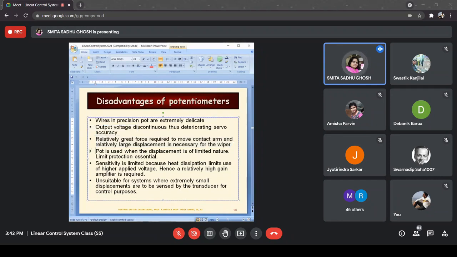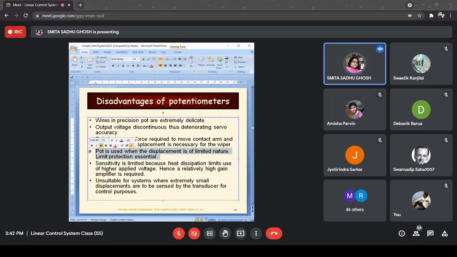What is used when displacement is of limited nature? Why limited nature? Because if we have, say, a rotary potentiometer, the maximum amount of angular displacement that can be expressed is basically lesser than 360 degrees. It's going to be 20 or 40 degrees lesser than 360 degrees. That is as far as angular, meaning rotary, potentiometers are concerned.